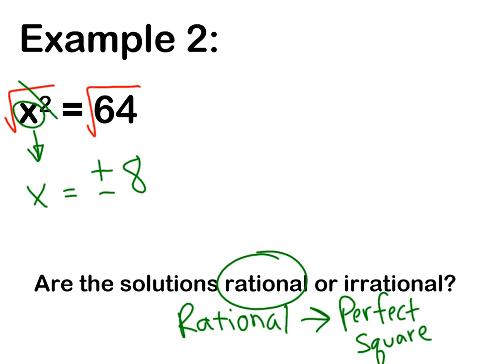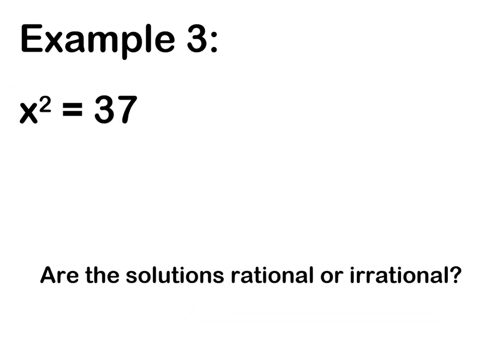There we have taking the square root on both sides because it's x squared. We're going to get x equals the positive and negative of 8. This is going to be rational because it's a perfect square. Pause the video now as you try example 3. Press play to go over your answer. Make sure you're doing your best. I believe in you.